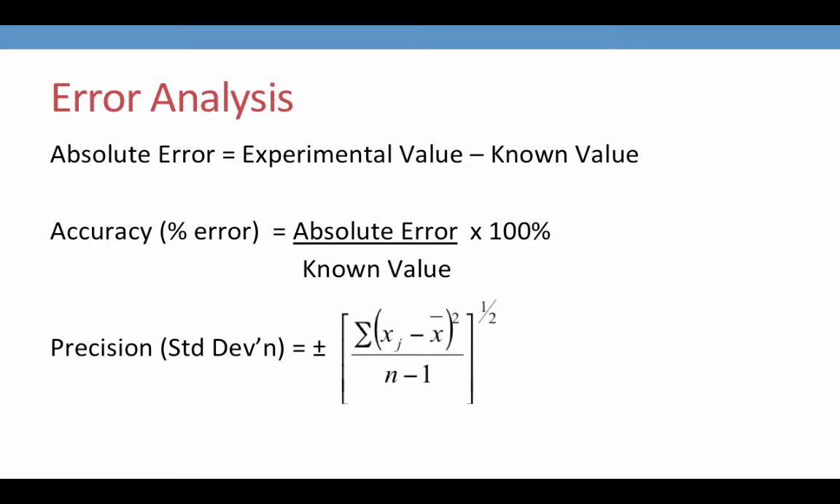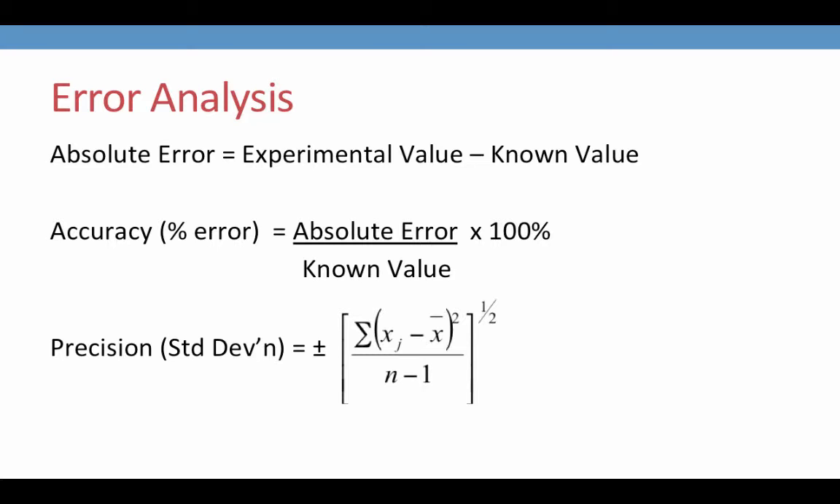Absolute error is how much you were off by. It's simply the difference between your experimental value and the known value. We subtract the known value from the experimental value so that if our experimental value was high, we will end up with a positive number. On the other hand, if our experimental value was low, we will end up with a negative number. Absolute error has a positive and a negative expression, and this is important to remember.